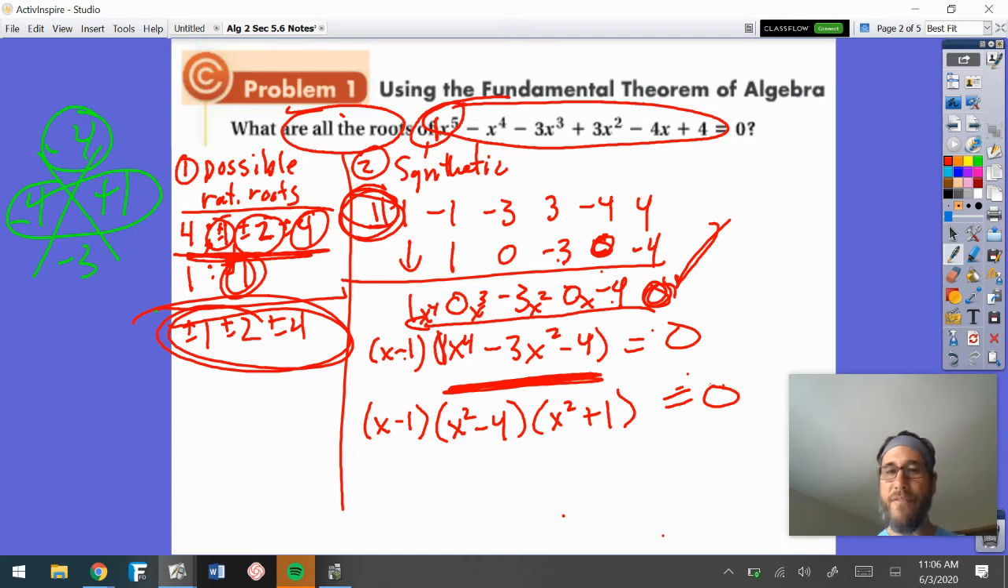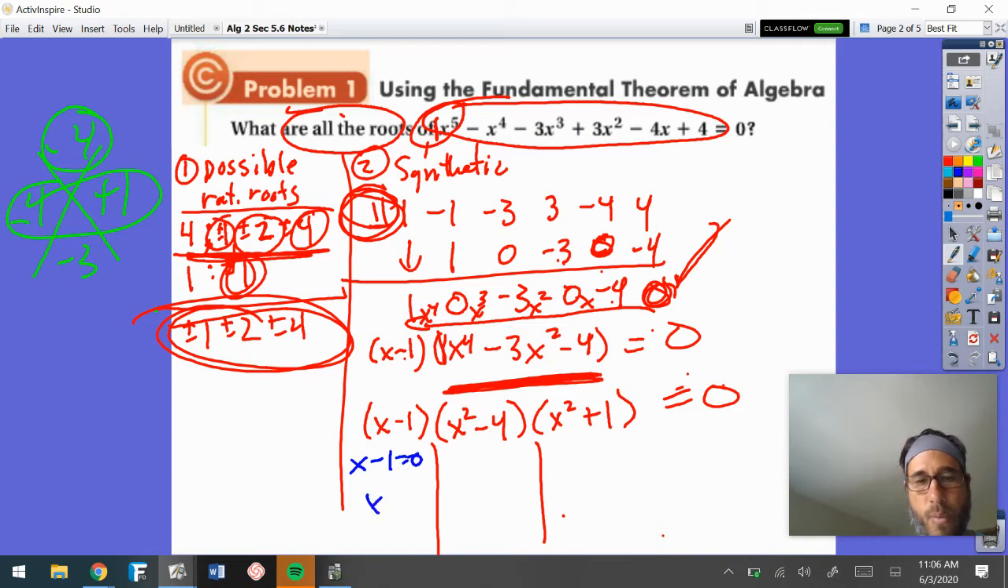So now I really have 3 main factors right there, right? 1, 2, and 3. But Mr. T, you said I got to get 5 answers. Well, let's check this out. I could actually solve all of these, right? I'm going to do it in blue because these are my actual roots. X minus 1 equals 0, right? We already knew this guy because it worked there because it got 0 as a remainder. Factors will give you 0 as a remainder.